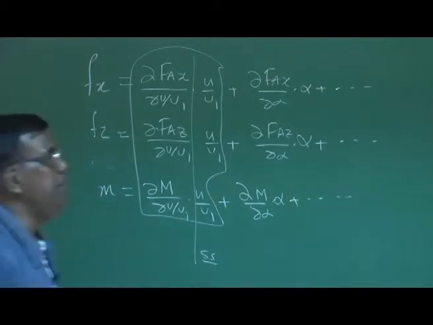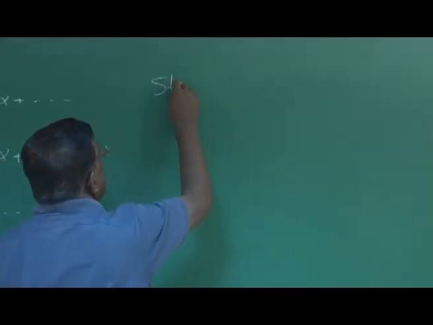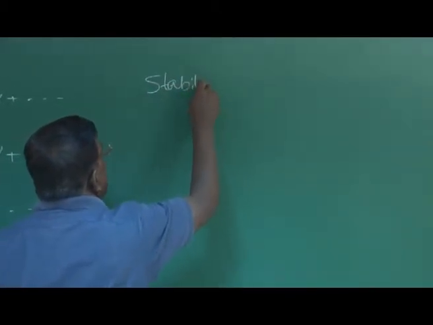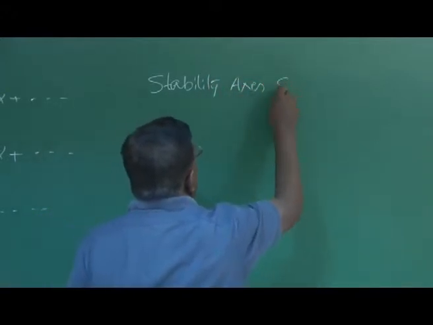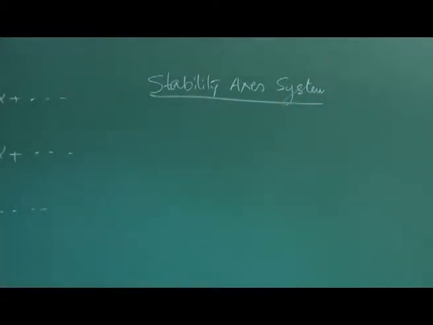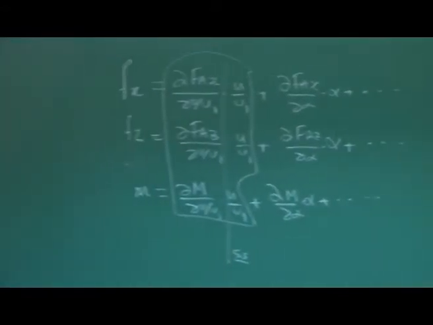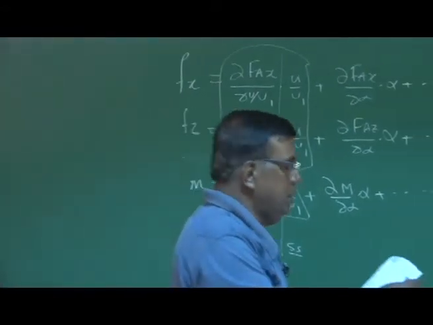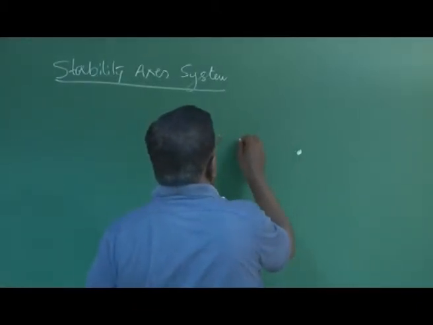And also, very importantly, we should not forget we are using the stability axis system, because the perturbed equations of motion were simplified using the stability axis system. So it is important we again try to understand what a stability axis system is.